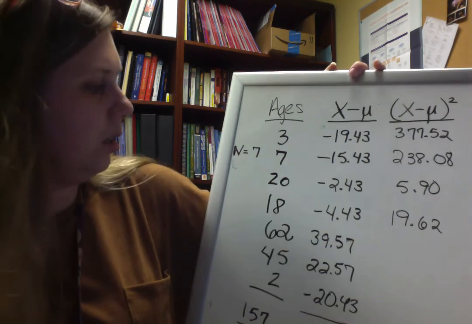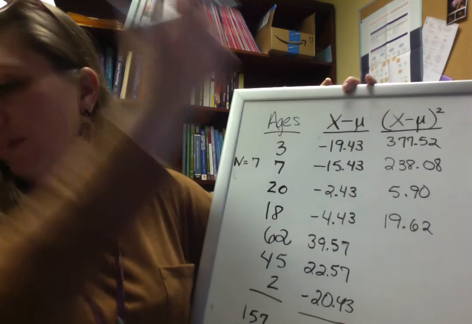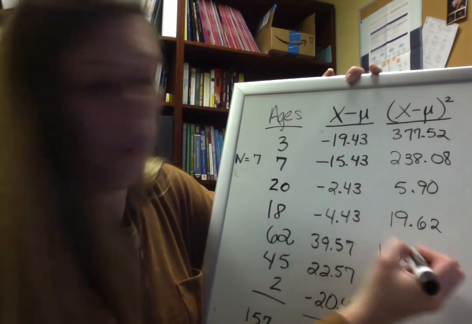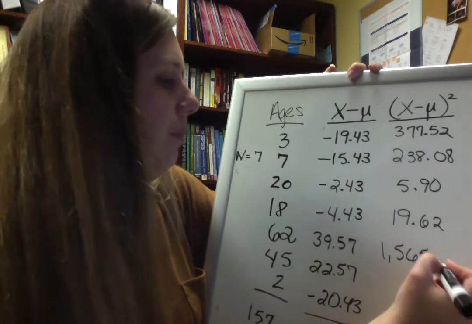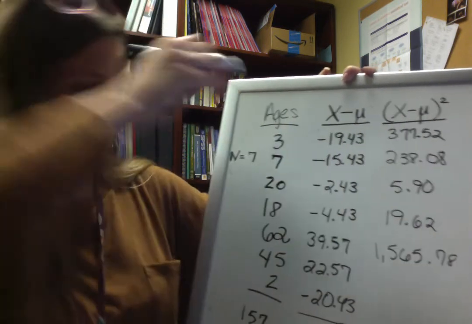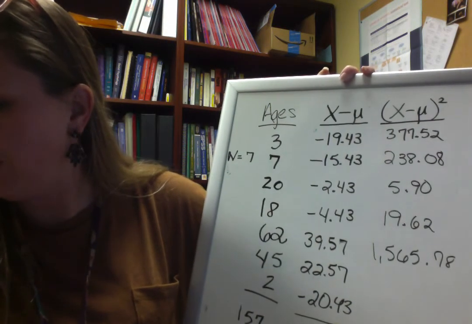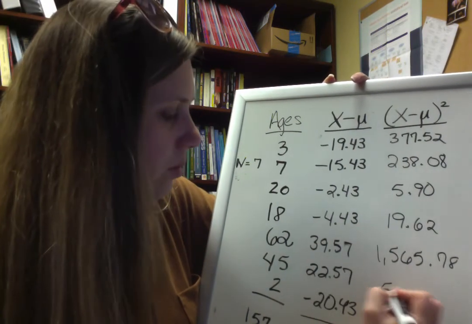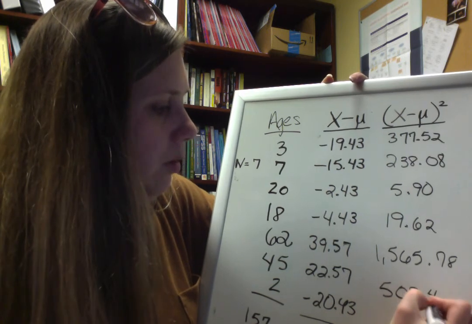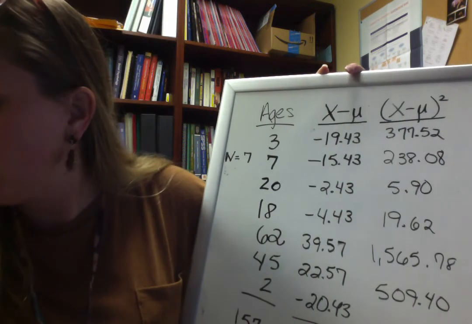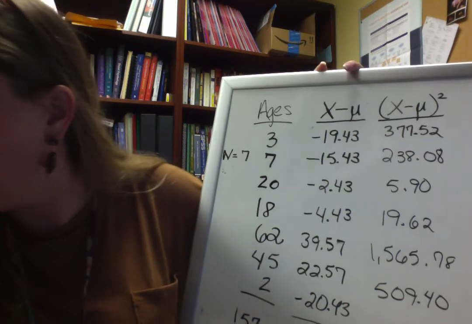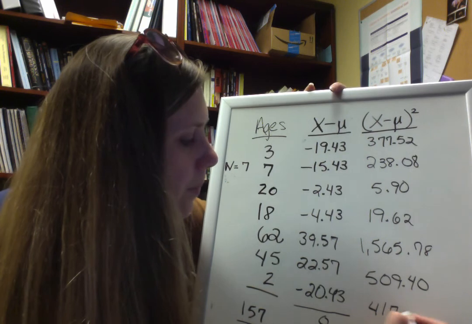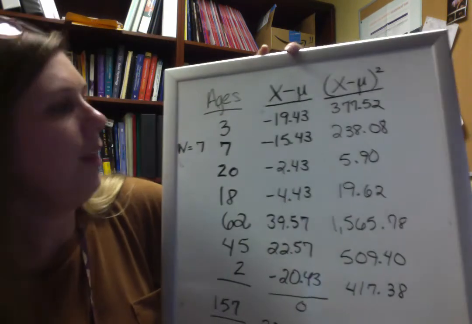Okay, 39.57 squared. Oh, good heavens. 1,565.78. Okay, 22.57 squared. 509.40. Last one. 20.43 squared equals 417.38. Okay. All right, that was fun.